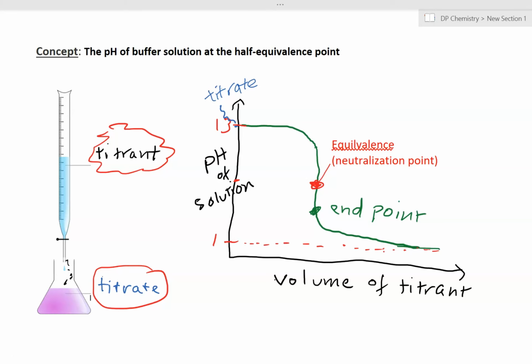Starting from a titration curve, the half-equivalence point is exactly its name, the halfway between the starting point and the equivalence point. For example, if it takes 50 cm³ of an acid to neutralize the base, the half-equivalence point is at 25 cm³.